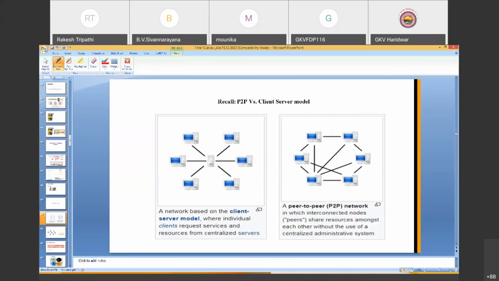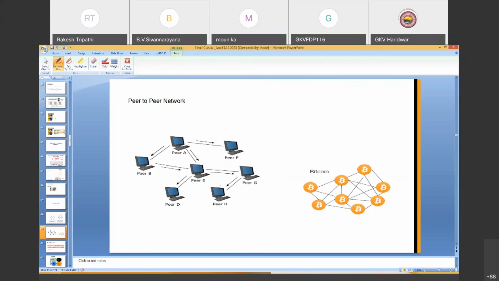The Bitcoin network is a peer-to-peer network. Like in client-server, there is a server node, and all client nodes request a service from the server node, and the server node gives service to the client node. Here in peer-to-peer, all these nodes are interconnected, and they share their resources among each other to achieve a common goal, and they don't need any centralized administrative body. So it looks this way.